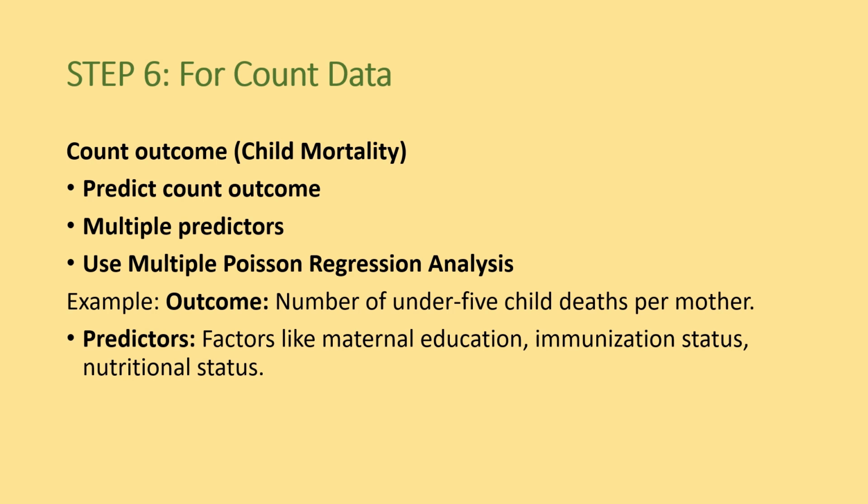For count data, where the outcome is a count, for example child mortality, predict the count outcome. With multiple predictors, use multiple Poisson regression analysis. For example, outcome: number of under-5 child deaths per mother. Predictors: factors like maternal education, immunization status, and nutritional status.